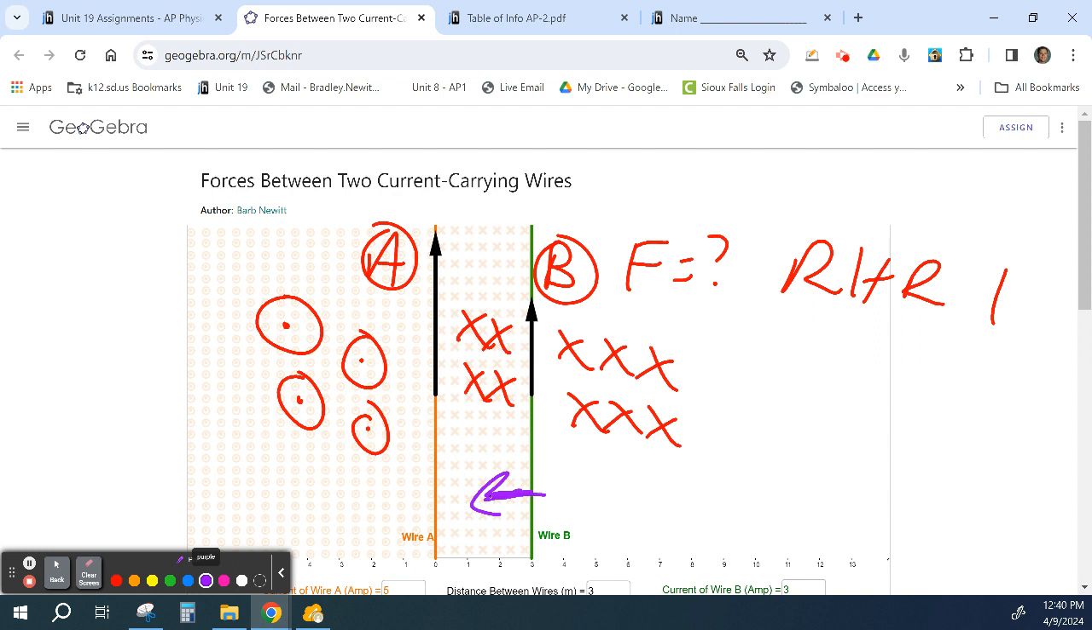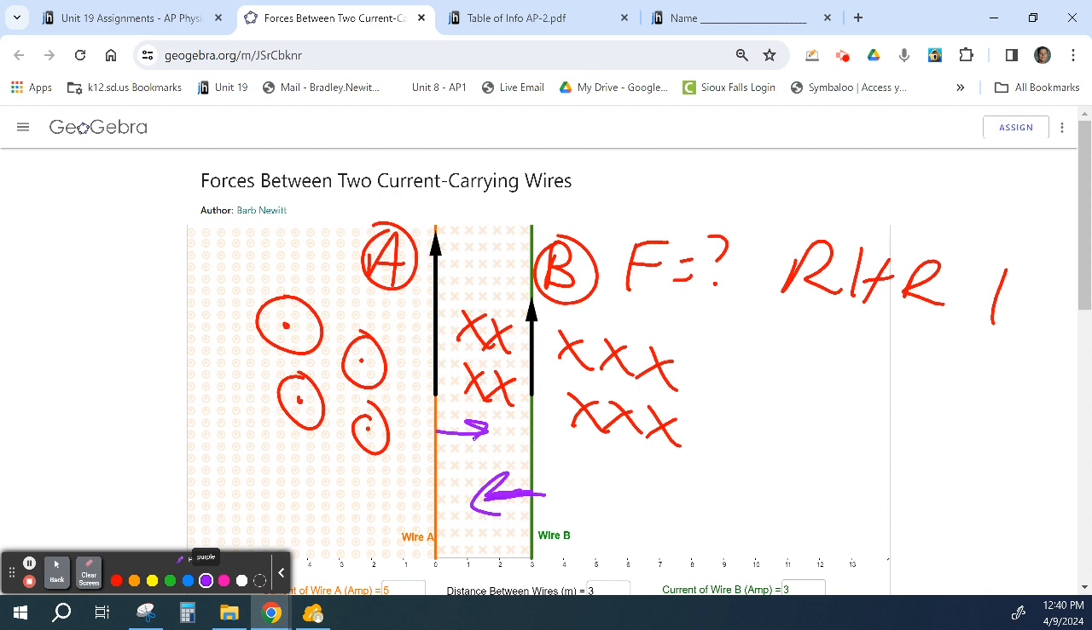Now, would wire A also get a force on it? Yeah, it would. You'd have to figure out the magnetic field that B produces, and then how wire A behaves. You guys probably saw the pattern here a little bit. If the currents are in the same direction, the wires actually get pushed together with the forces. If the currents are in opposite directions, the wires get pulled apart. So that's kind of how that ends up working.